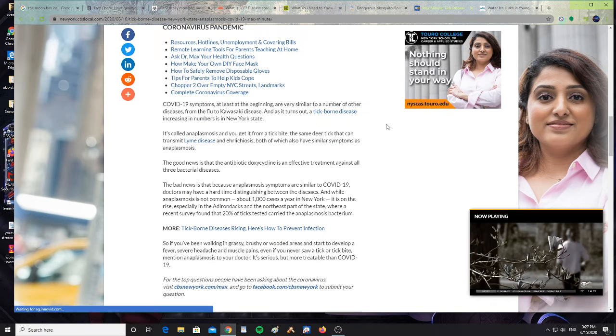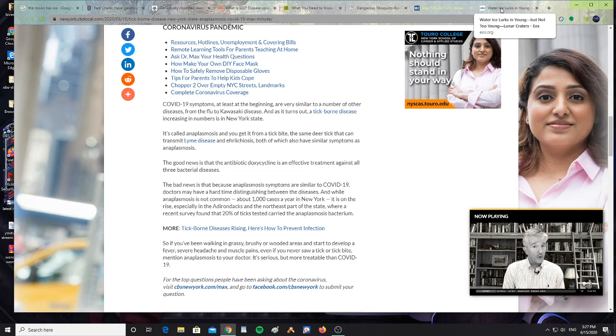The good news is the antibiotic doxycycline is an effective treatment against all three bacterial diseases. The bad news is that because anaplasmosis symptoms are similar to COVID-19, doctors may have a hard time distinguishing between the diseases. So that's something to keep in mind. Not only do we have mosquitoes being released by certain agencies that are testing and messing around with mosquitoes, we have mosquito EEE disease, and now we also have ticks with disease that could have symptoms similar to COVID-19. So all these things are something to keep an eye out for.